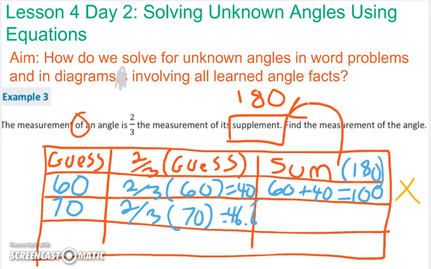Okay, so if I take my guess and the 2/3 of the guess and add them together, it's supposed to give us 180. So 70 plus 46.6 repeating. Well, we know right away that's not going to give us 180, but we are closer. 116 and 6/10. Okay, well, I'm running out of space here, so let's see if I can get the right answer this time. Okay, well, let's just try 108.